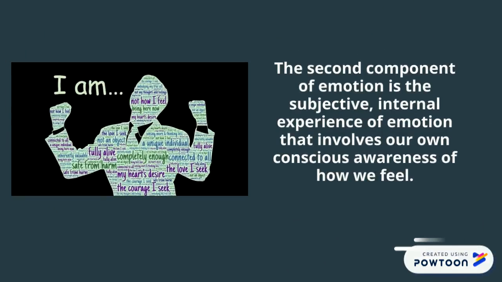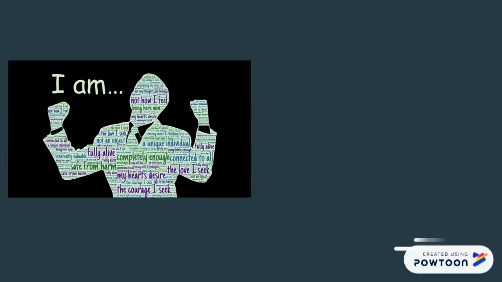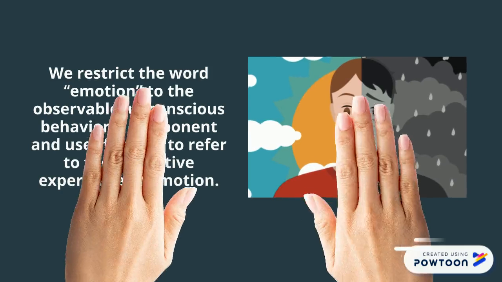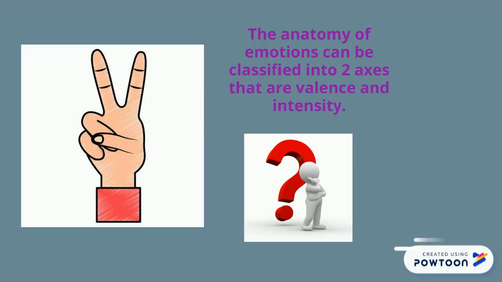The second component of emotion is the subjective, internal experience of emotion that involves our own conscious awareness of how we feel. We restrict the word emotion to the observable unconscious behavioral component and use feeling to refer to the subjective experience of emotion. The anatomy of emotions can be classified into two axes that are valence and intensity.